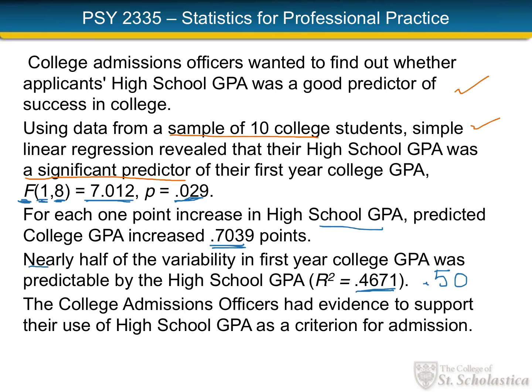So I use the language of nearly half to help the reader who may not understand my statistical language so much. I say nearly half of the variability in first-year college GPA was predictable by the high school GPA, and then I do report my regression R-squared results. And then finally, I close with another sentence that sums up what I found out. The college admissions officers had evidence to support their use of high school GPA as a criterion for admission.